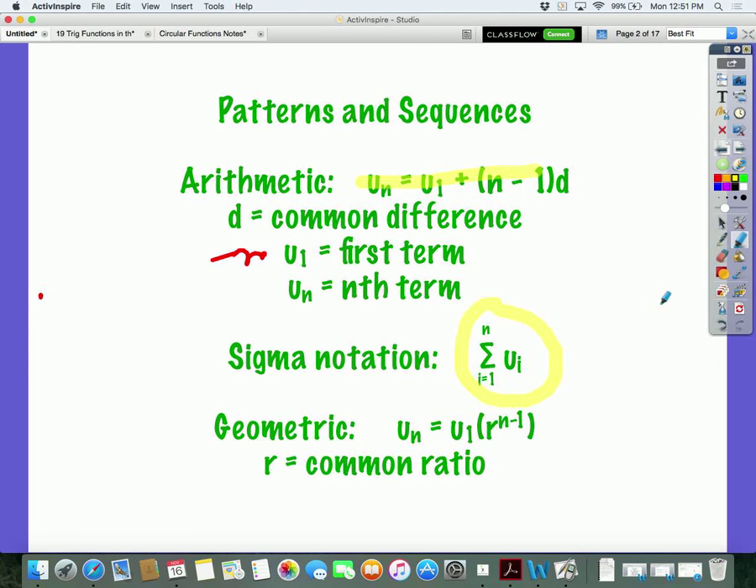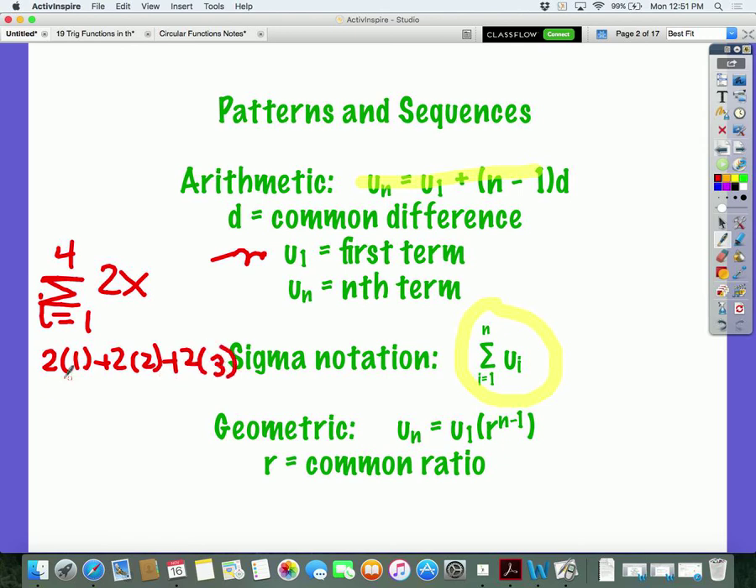Okay? So say your function was like 2x, right? So it would be set up like this. Say it was like that, and you had i equals 1, and then up here you had 4. So that means that you will plug in 1, you will plug in 2, you will plug in 3, you will plug in 4, and then you will add all those up together. Okay? That's what sigma notation means.